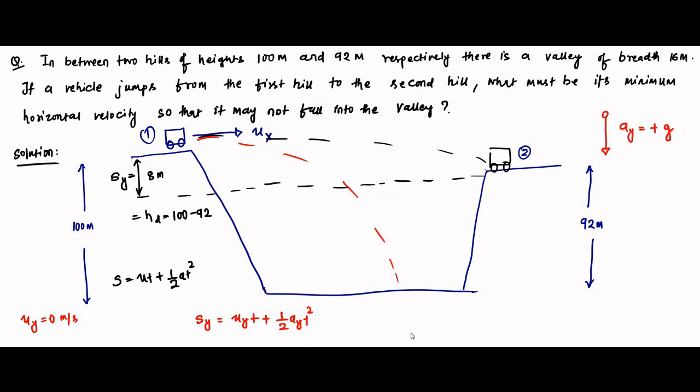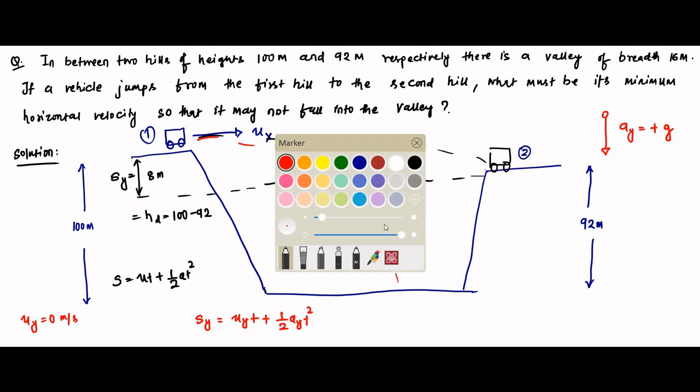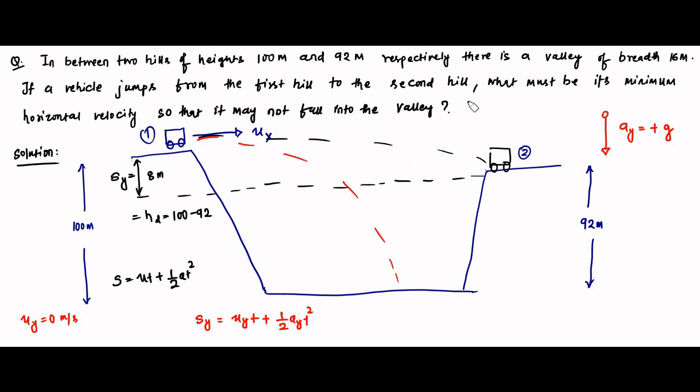Here is another important thing which I missed in the question: we have to take g, acceleration due to gravity, as 9 meter per second square. It is mentioned in the question, so we have to take that. Acceleration due to gravity is acting in the downward direction, and for the downward motion of the vehicle it supports it, so it is plus 9 meter per second square.